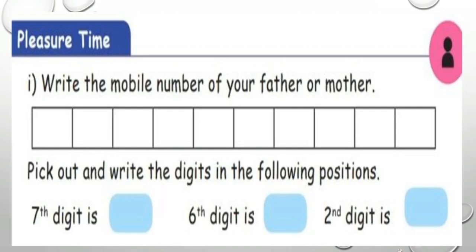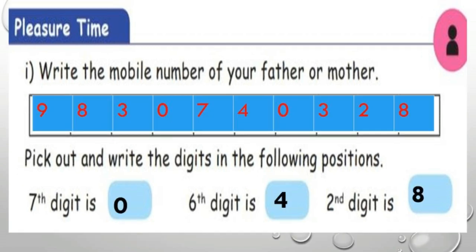Pleasure time. You have to write the mobile number of your father or mother in the columns provided below. Here I have written a number. Mobile number 9830740328. From this number, you have to find the 7th position. So from this number we have to count which number is in the 7th place. So which number it is? It is a 0. Very good.